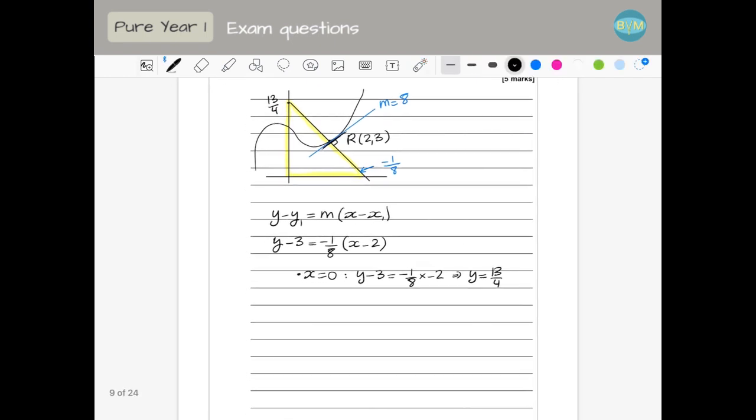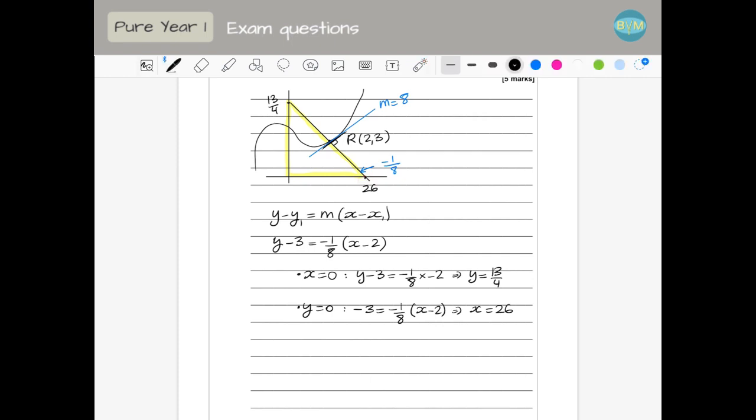Now I'm going to do y equals 0 to find the other one. If we substitute y by 0 here, we have minus 3 is minus 1/8 times (x minus 2), which means x minus 2 is 24, plus 2 is 26. So x is going to be 26. So this point here is 26, which means this length is 26.